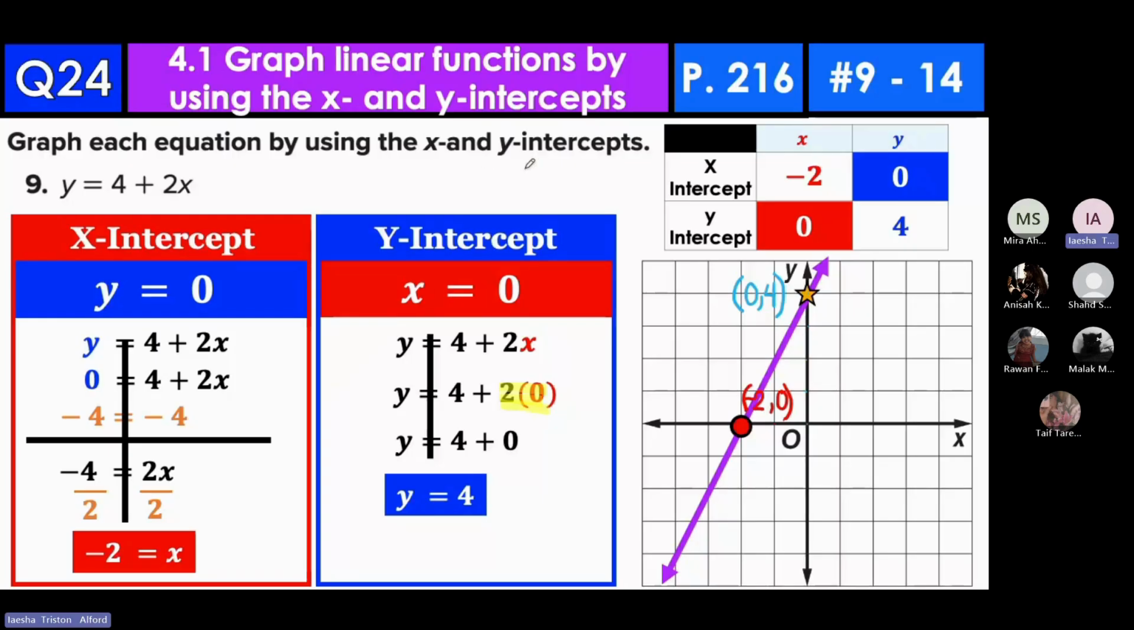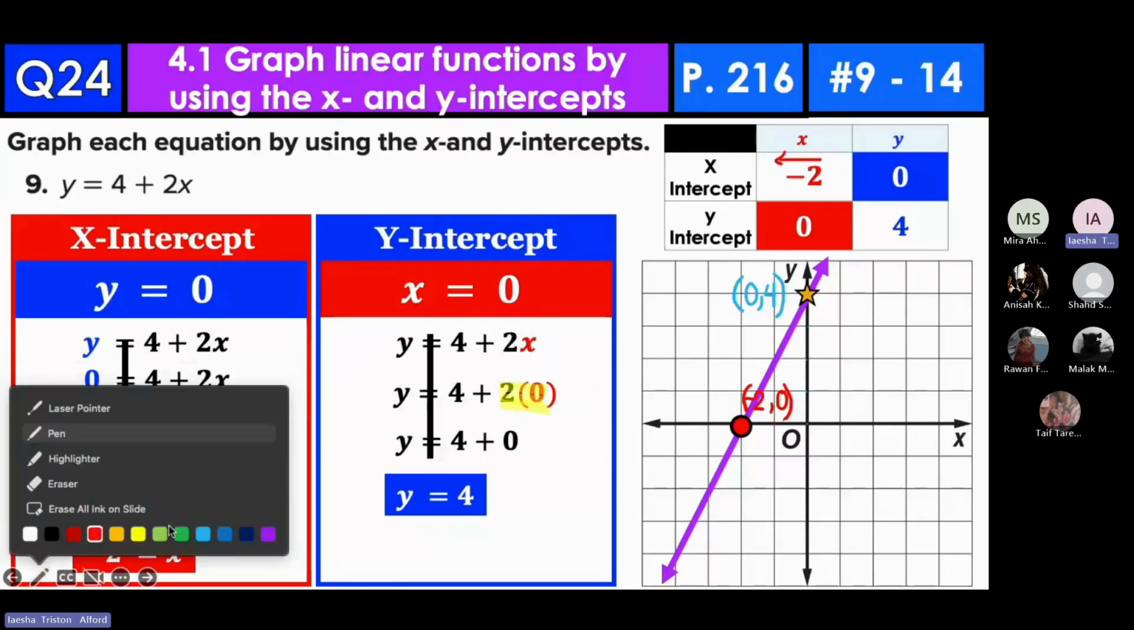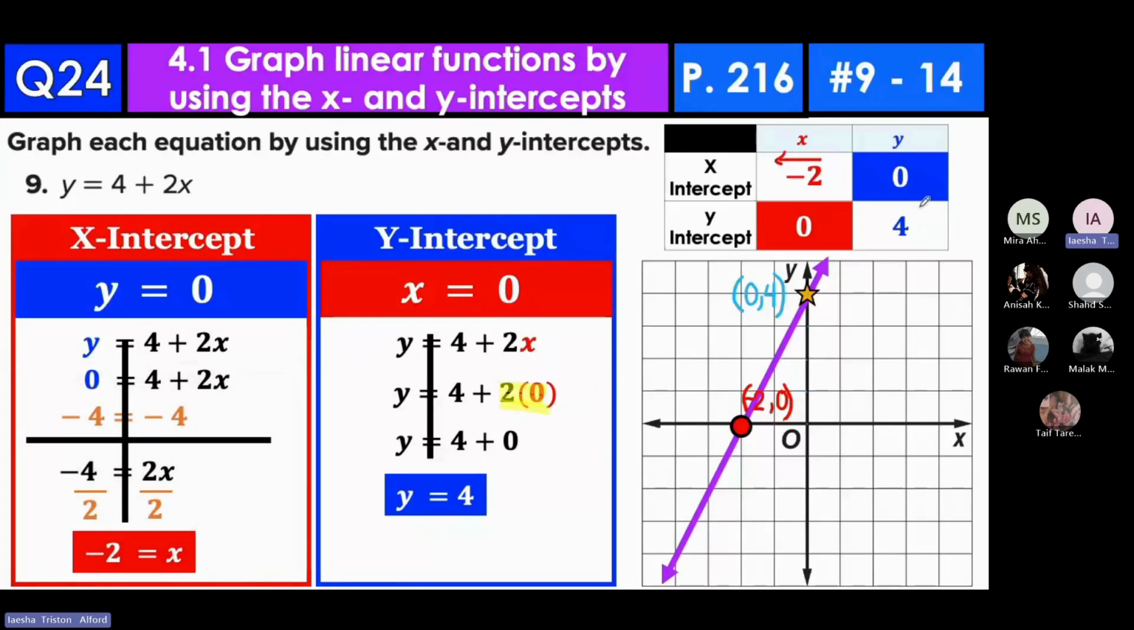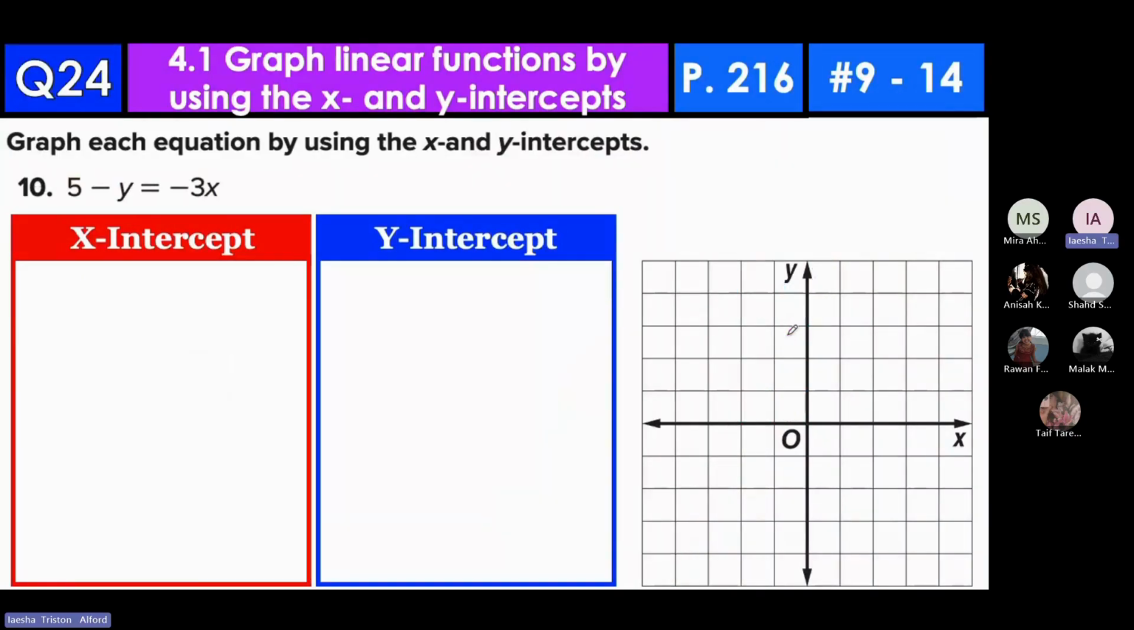So again, how did I get the x-intercept? The x-intercept is -2. I should go left 2 units. The y-intercept was +4. I should go up 4 units, starting from 0. Try again.